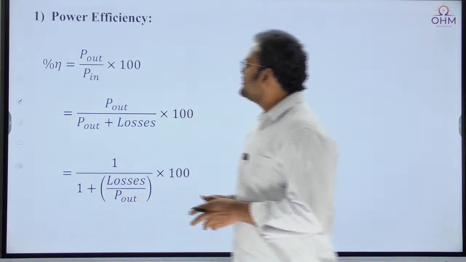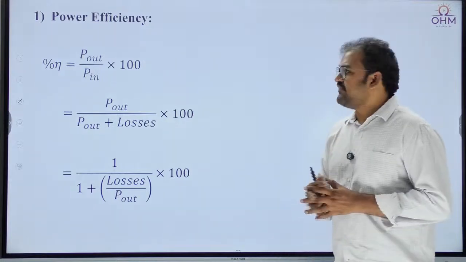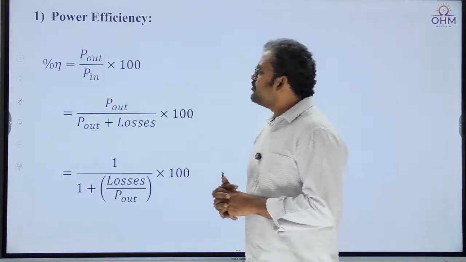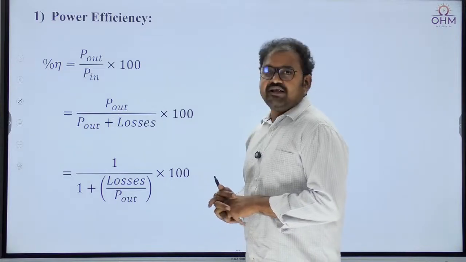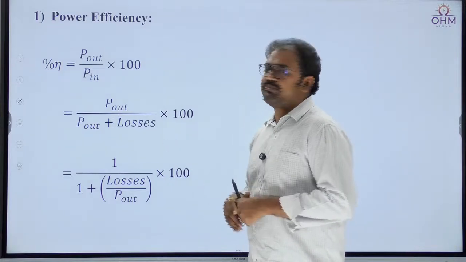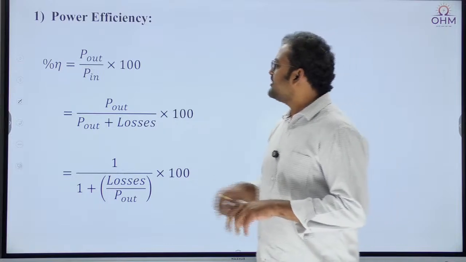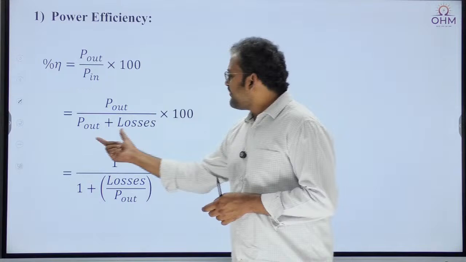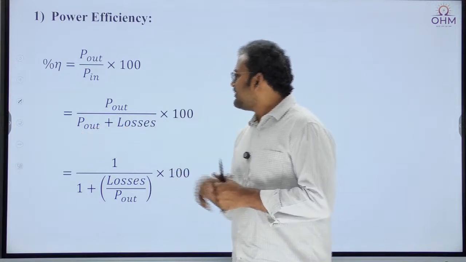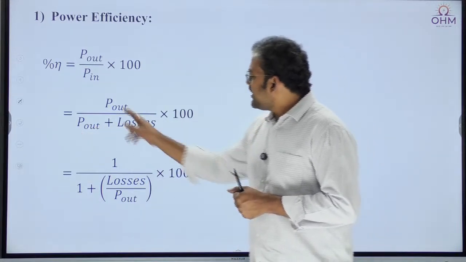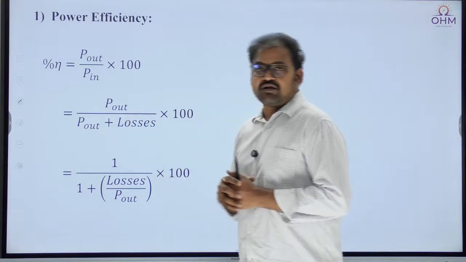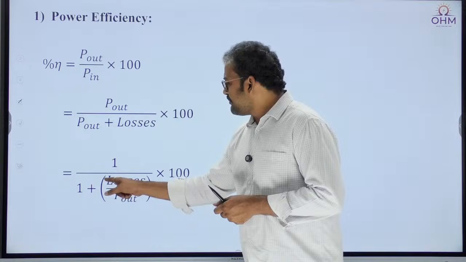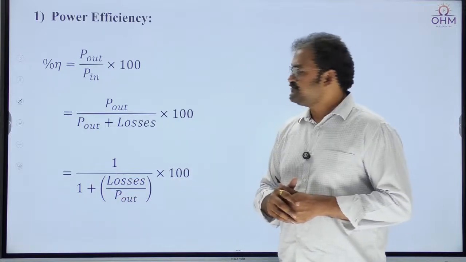All right. So what is the formula for power efficiency? It's a general formula. It is the ratio between output power to input power, and it can be expressed in per unit or percentage. To express in percentage, we have to multiply with 100. And again, input power can be written as output power plus losses. Now you take output power common in numerator and denominator and cancel it. Then what is the final equation? 1 by 1 plus losses by output power.